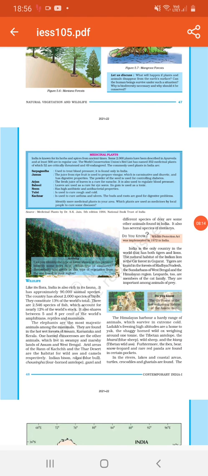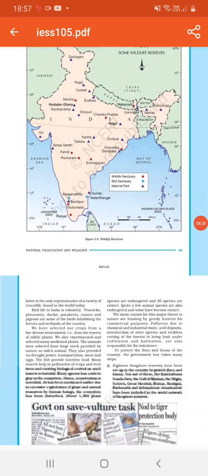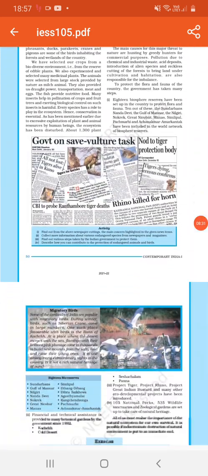All of us must realize the importance of the natural ecosystem for our own survival. It is possible if indiscriminate destruction of the natural environment is put to an immediate end, and it is our duty to protect our wildlife and our natural vegetation as much as we can.